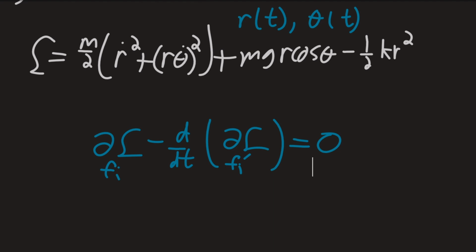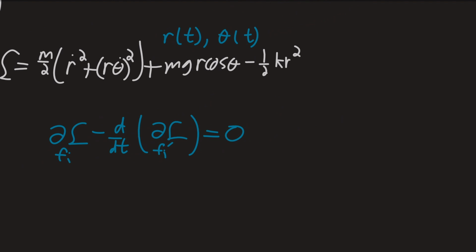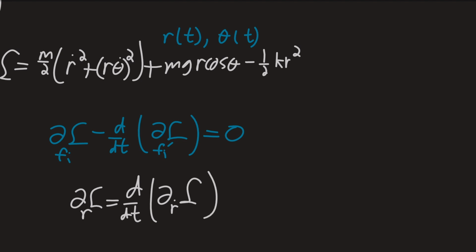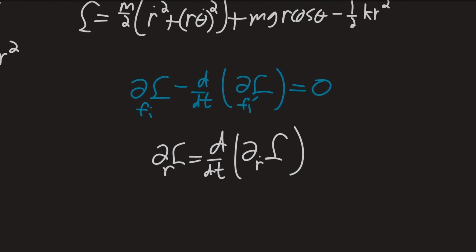So let's just start with differentiating with respect to r. So what we're going to have is the partial derivative of our Lagrangian with respect to r minus the derivative with respect to t of the partial derivative of our Lagrangian. And that must be equal to 0, but I'm just going to set these equal to each other because I'm lazy. And using this, we just have to differentiate this with respect to r. If it's not an r, then we don't really care about it, and it's a constant.